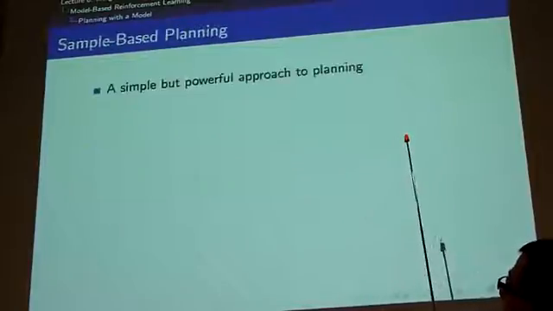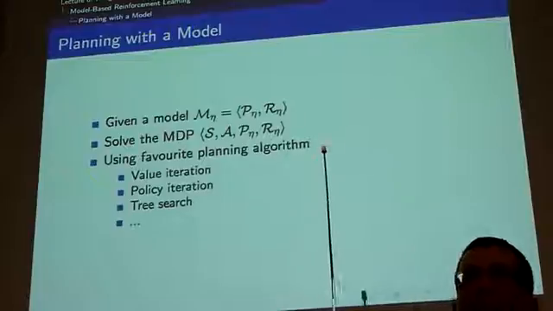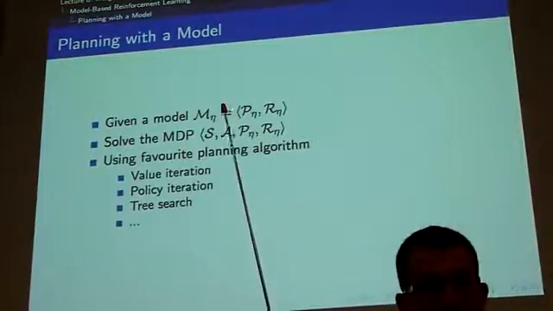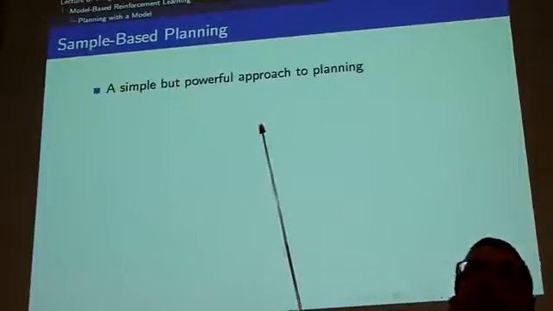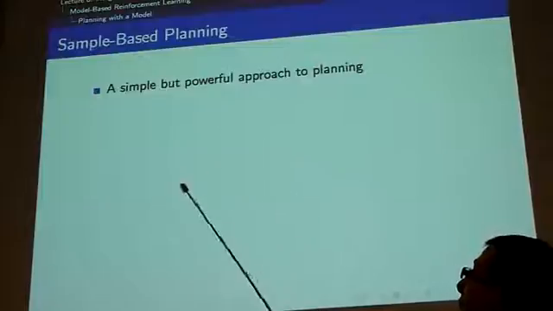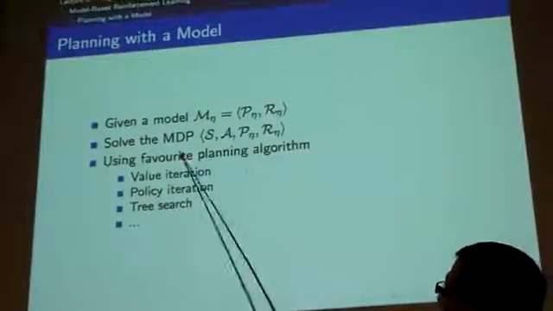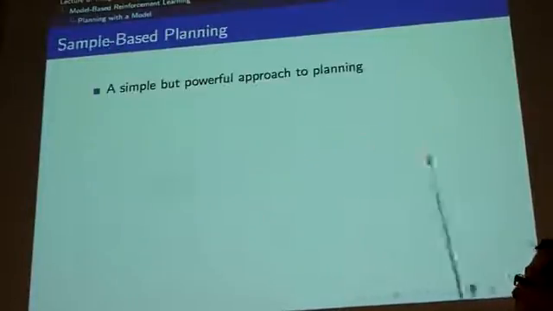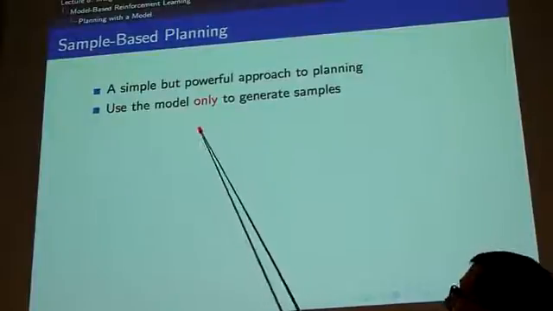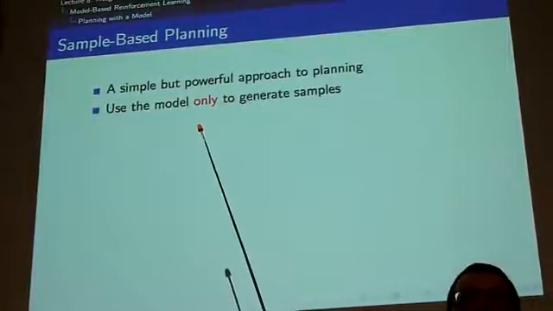But what I'm really going to focus on is a particular approach that will lead us into this idea of integrating learning with planning. It's also a very powerful approach, and very simple. In some senses, it's the simplest way you might think of to do planning. It's called sample-based planning. The goal is the same, we're still just trying to solve this MDP, but we're going to do it in a particular way. The idea is that we're only going to use our model to generate samples.